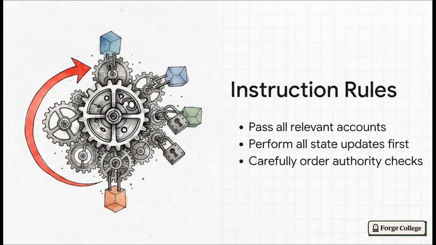First, you must pass all relevant accounts to your instruction upfront. Second, your instruction handler must perform all state updates before returning. And third, you must carefully order your authority checks. So the crucial point here is that if any single step fails, the whole transaction rolls back entirely, which perfectly preserves the safety invariants you relied on in your EVM original.